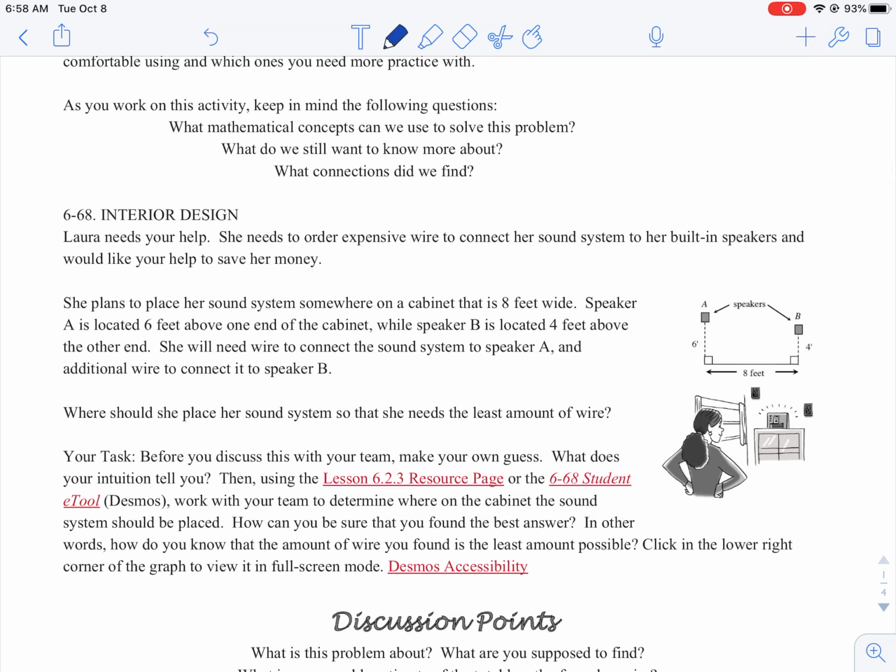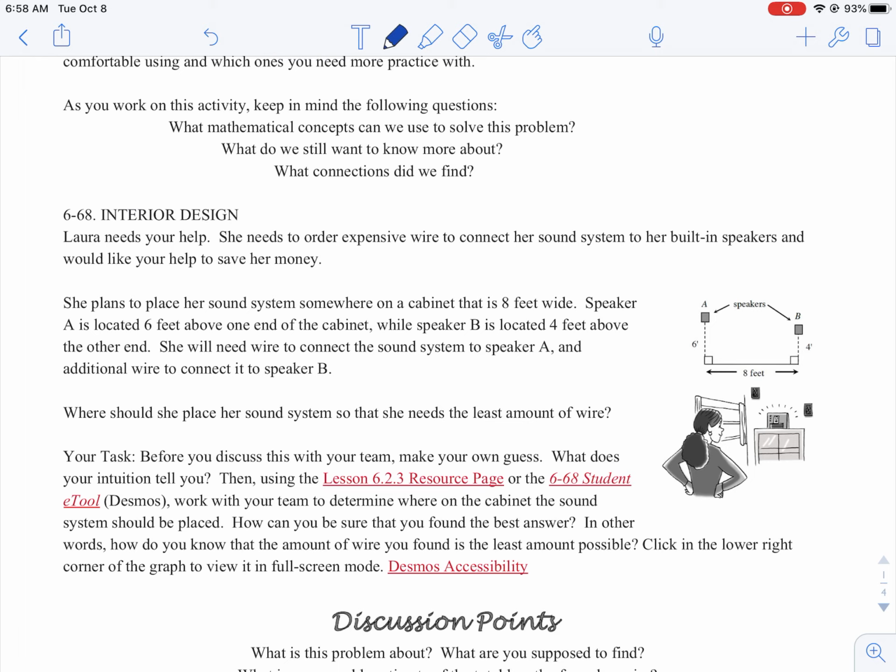Laura needs your help. She needs to order expensive wire to connect her sound system to build her speakers and would like you to help save her money. She plans on placing her sound system somewhere in a cabinet that's 8 feet wide. Speaker A is located 6 feet above one end of the cabinet, and speaker B is 4 feet above. She'll need a wire to connect the sound system to speaker A and to speaker B. Where should she place her sound system so that she needs the least amount of wire?